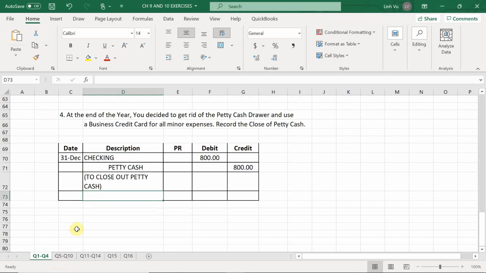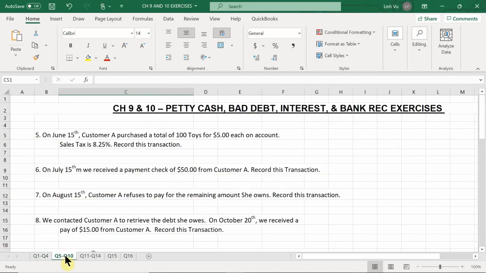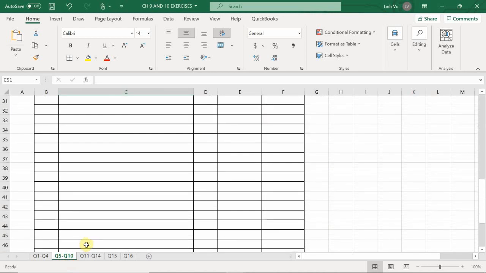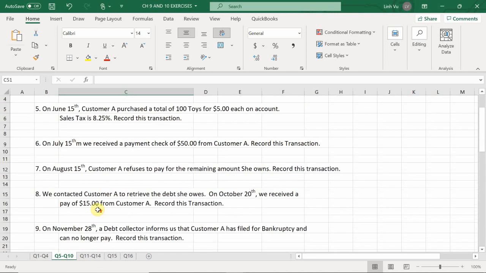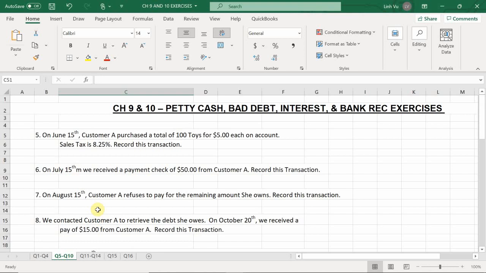Now in this case, what I'm going to ask you for the exam is going to be similar to this, where I'm going to ask you to either know how to establish, how to close out a petty cash drawer, and how to replenish a petty cash drawer. So, question number 5, and 5 all the way to 10, they're all going to be related. This is in regards to receivables. Let's go ahead and take a look at this example.